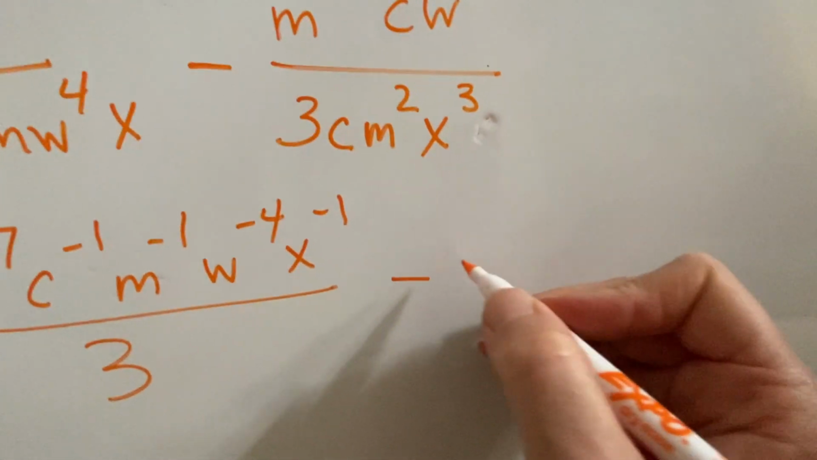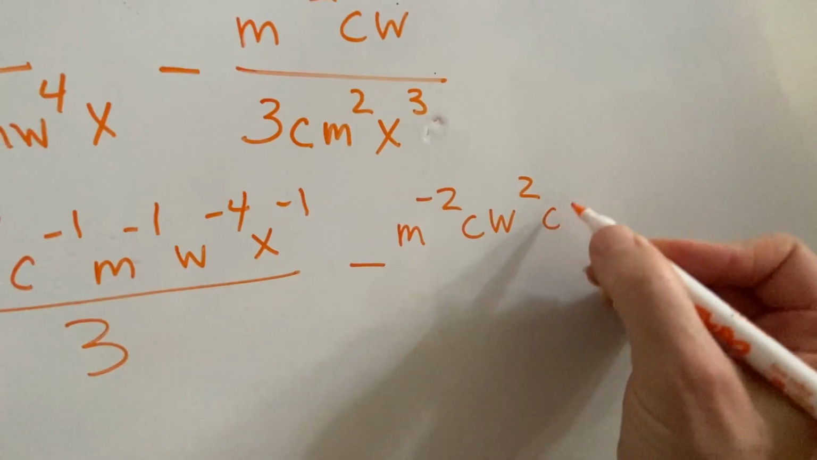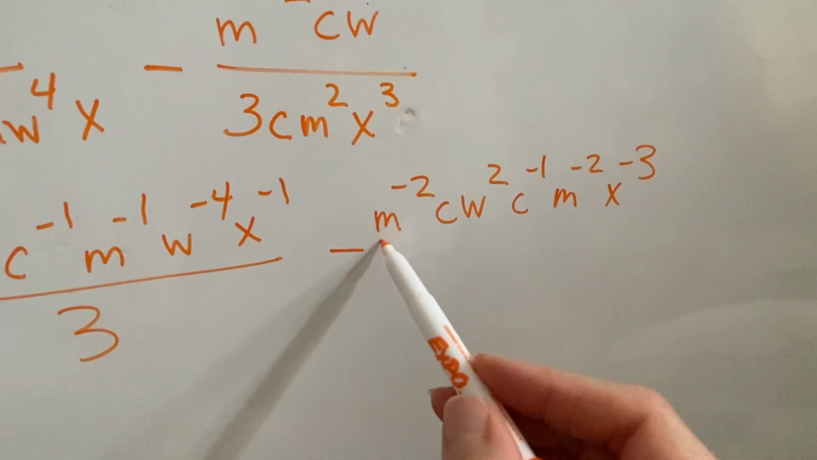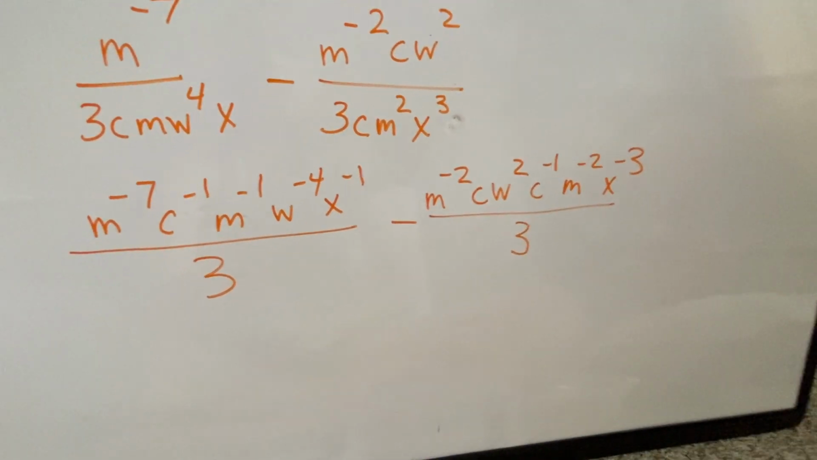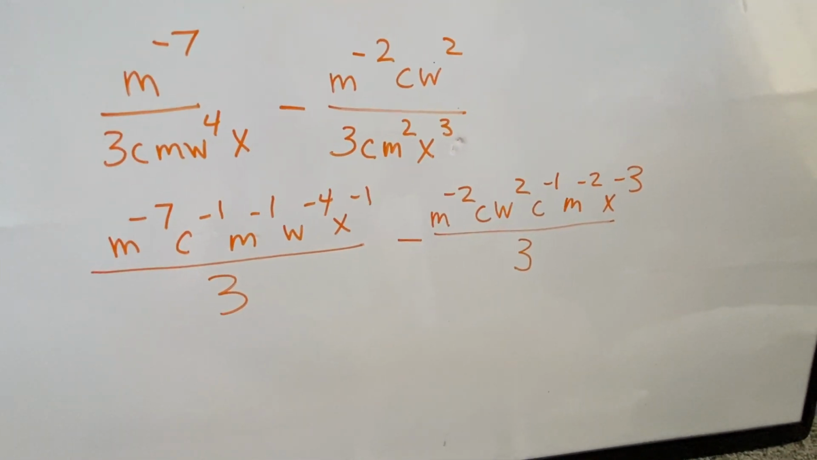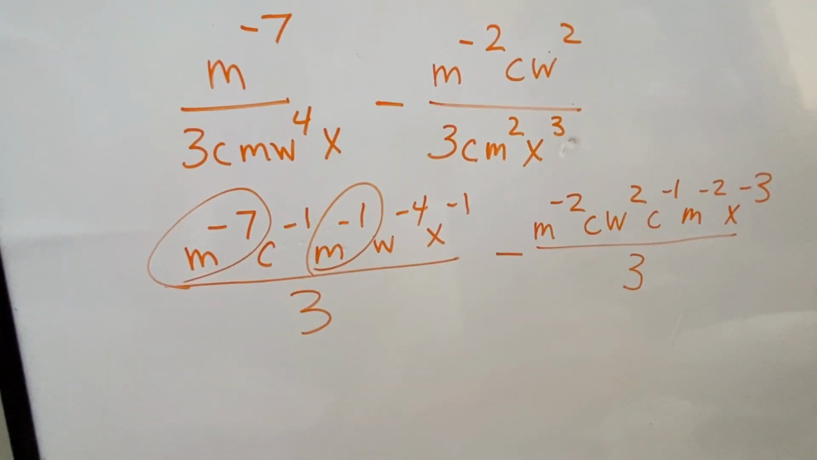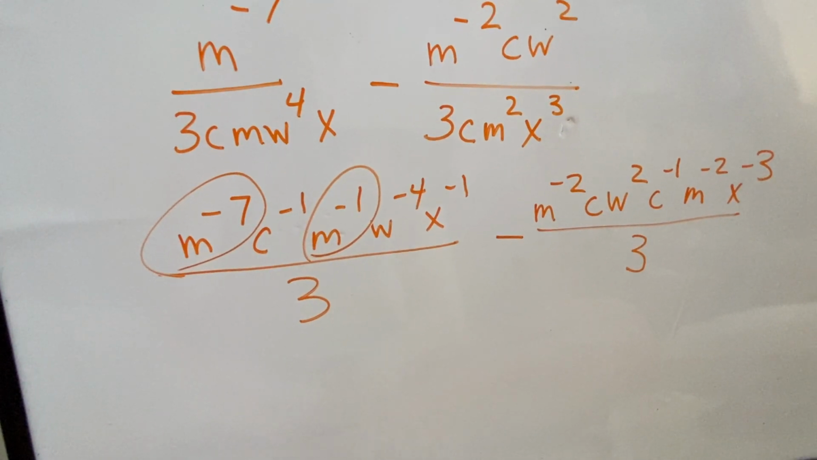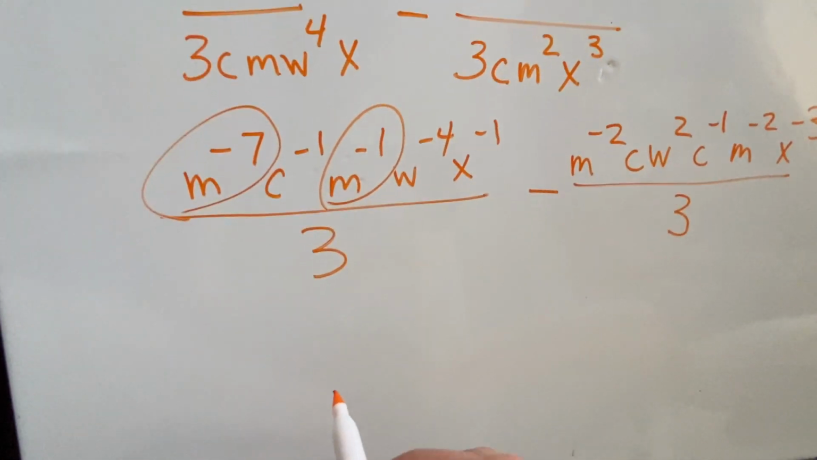And now over here, we have m to the negative 2 cw squared, and we're going to move all of these up, c to the negative 1, m to the negative 2, x to the negative 3, okay? And that's all over 3. Okay, so I know it looks like a lot of numbers, really confusing. It's not. We're going to simplify as much as we can. So we're looking for the same kinds of variables. And we have an m and an m. Okay, so we are going to add those together. A negative 7 plus a negative 1, they are both the same sign, so we add them together and we keep the negative sign. So this becomes m to the negative 8.